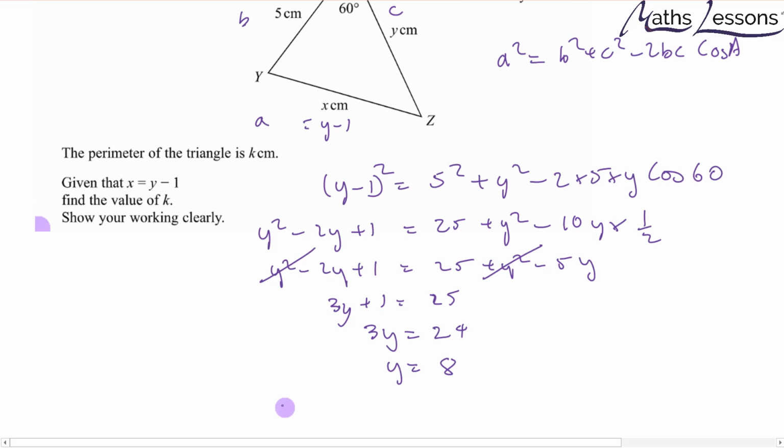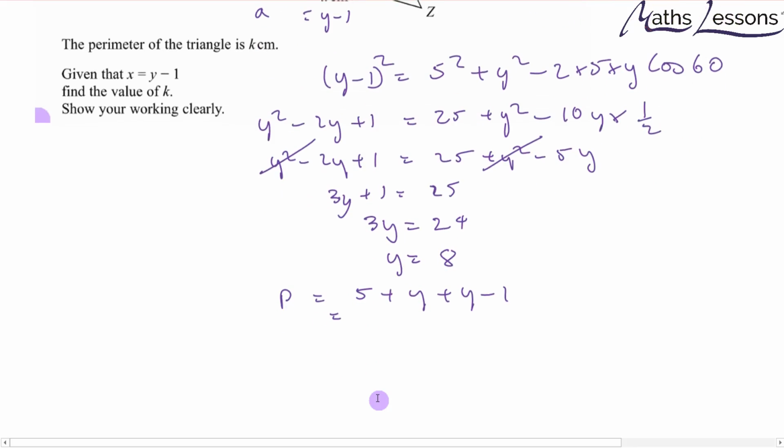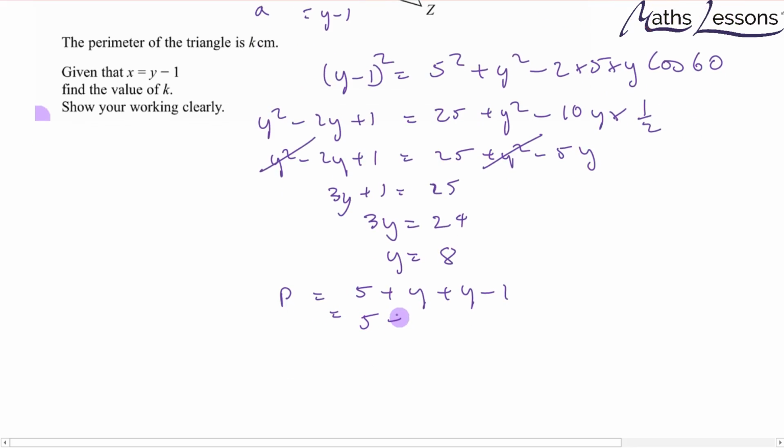So we know that the perimeter is equal to 5 plus y minus 1, plus y. So that's going to equal 5 plus 16 minus 1. So that's 20. So the perimeter equals 20. And that's what K is. K equals 20.